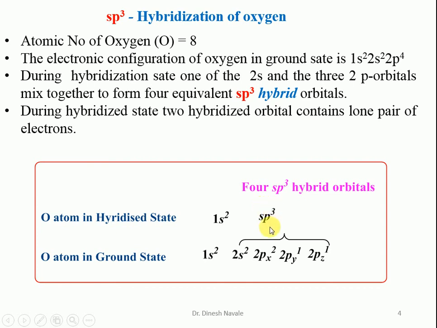So during sp3 hybridization, this will give the formation of lone pairs of electrons. We normally require one electron in each orbital, but the 2s and 2px orbitals will contain two electrons each. So that will be formed as the lone pair of electrons.